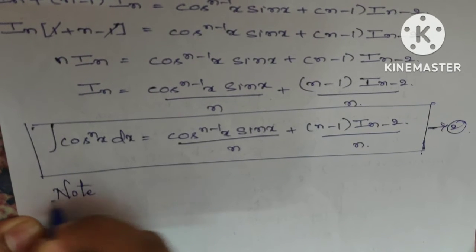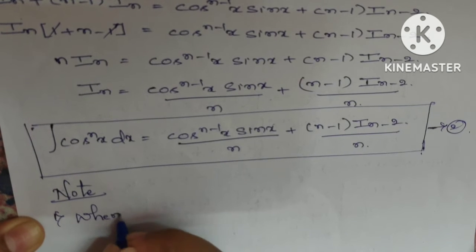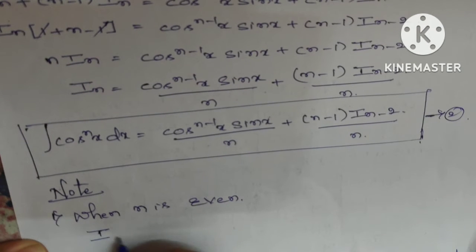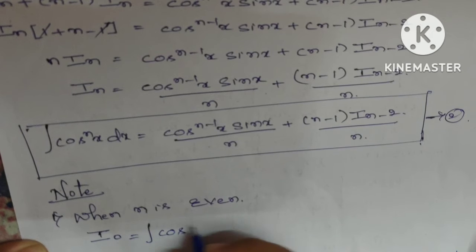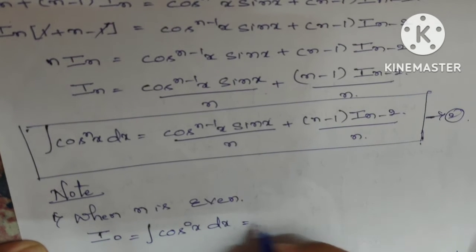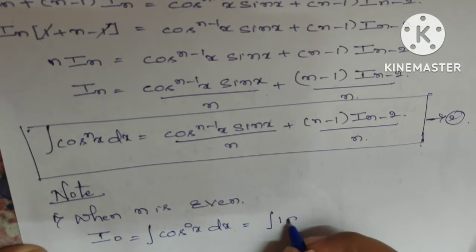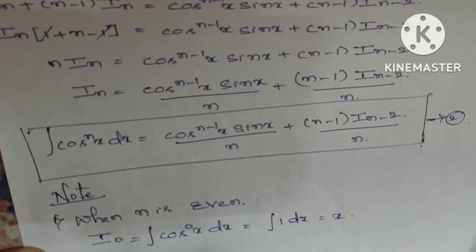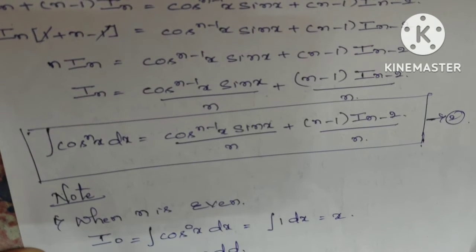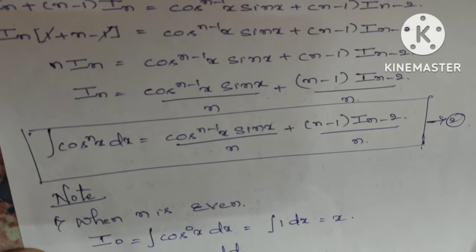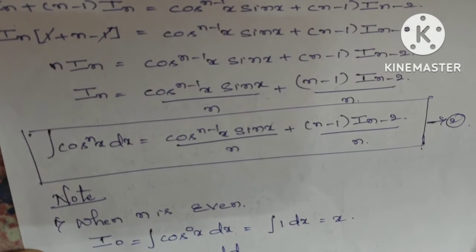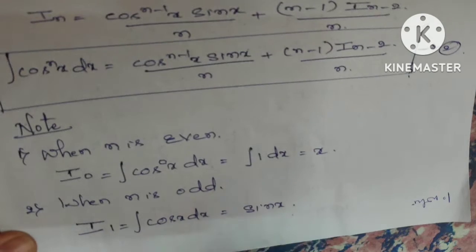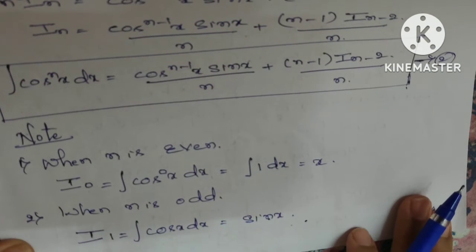Note, when n is even, I0 equals integration of cos power 0x into dx. Anything to the power of 0 is 1. So integration of 1 into dx equals x. When n is odd, I1 equals integration of cos x into dx equals sin x.